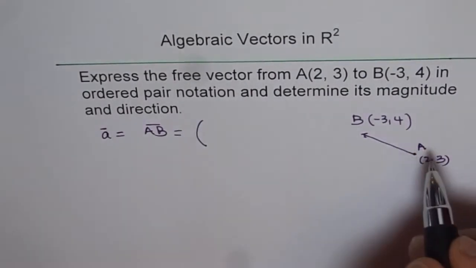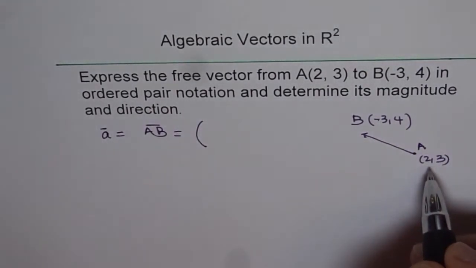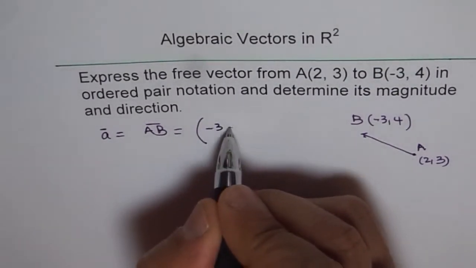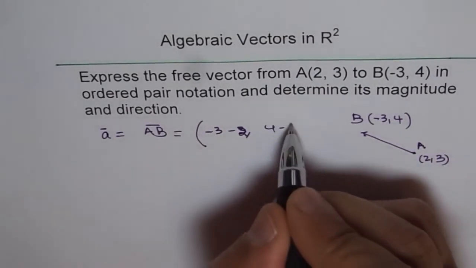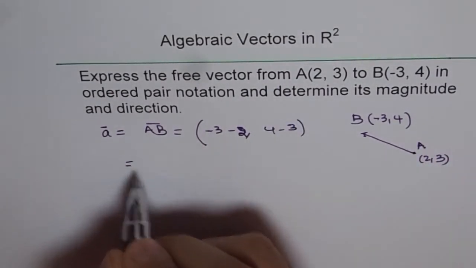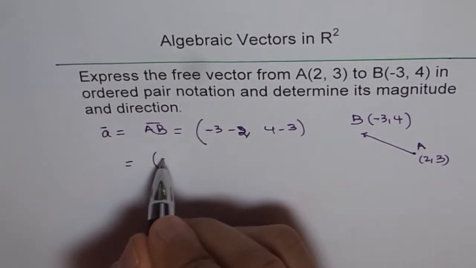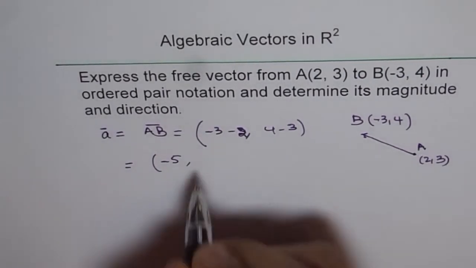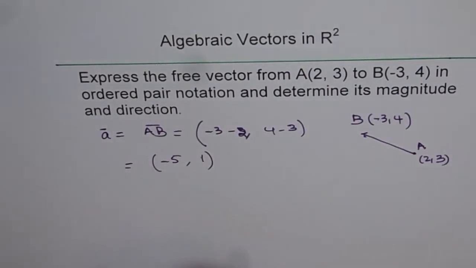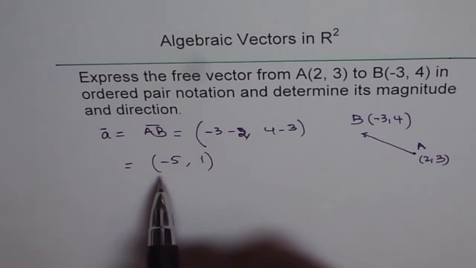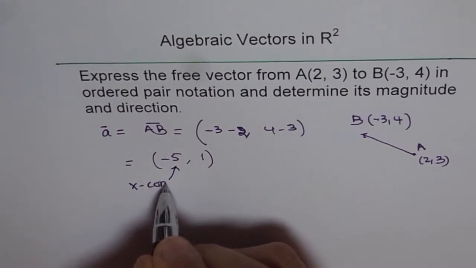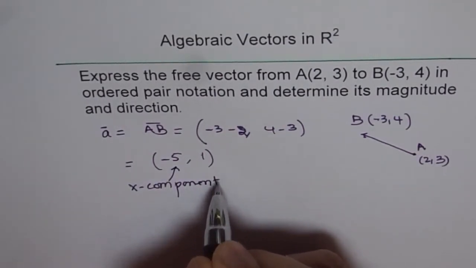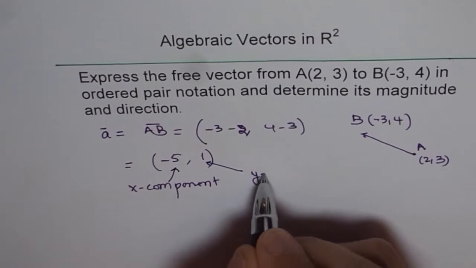So the x difference is -3 minus 2, and the y difference is 4 minus 3. So we get this equal to: -3 minus 2 is -5, and 4 minus 3 is 1. So that becomes the vector from A to B in ordered pair notation. So that is how we write it. Here -5 is the x component and 1 in this case is the y component.